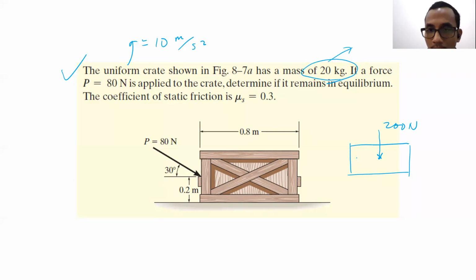Then, beside that, we have a height of 0.2 meters. The width here is 0.8 meter. The height of the force given there is 0.2 meters. The force is 80 newtons at 30 degrees, at 0.2 meter.